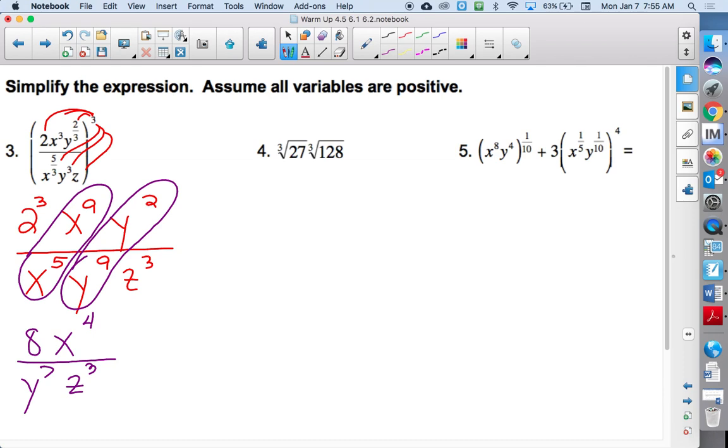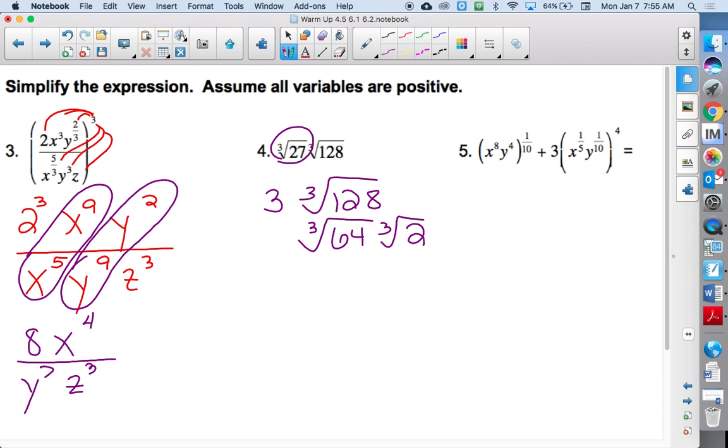So Emma, number 4, we have the cube root of 27, the cube root of 128. What would you do for that? So this just becomes 3. How about the cube root of 128? And 64 is 4, yeah. So we have 3 times 4, and then the cube root of 2. So 12 cube root of 2.